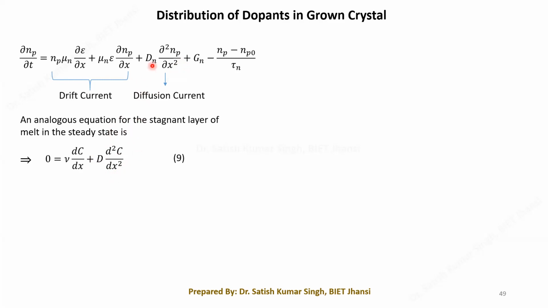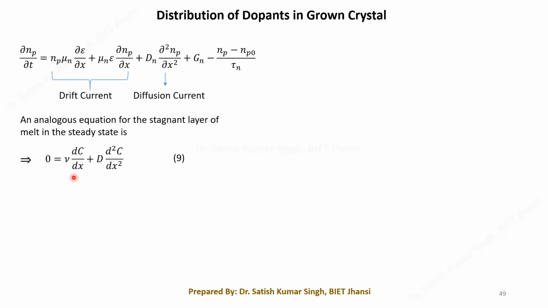Fine. So here it is the diffusion constant of your electrons. We can write the diffusion constant of the dopant. And again, it will be a second order differential equation. We are interested in the change in the concentration of your dopant within the stagnant layer, so we will be writing d square c upon dx square. And similarly, here we have dou np upon dou x. You can see this is your drift velocity. Mu n into epsilon will be giving you the drift velocity.